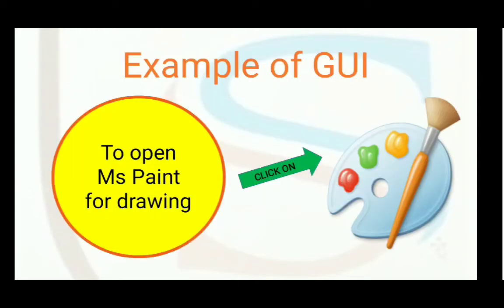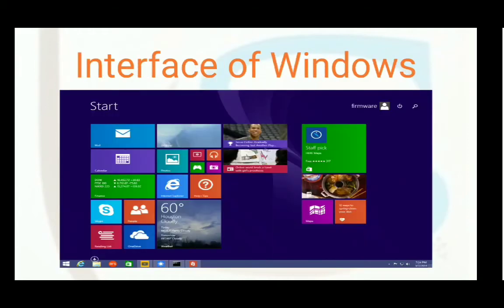Example of GUI. To open an MS Paint for drawing, we have to click on the icon of the MS Paint. As soon as we click on the icon of the MS Paint, the MS Paint interface will get open and we can easily do the drawing. So this is the interface of the Windows, which is there in front of your screen. This you can see, it is the Windows 10 interface.